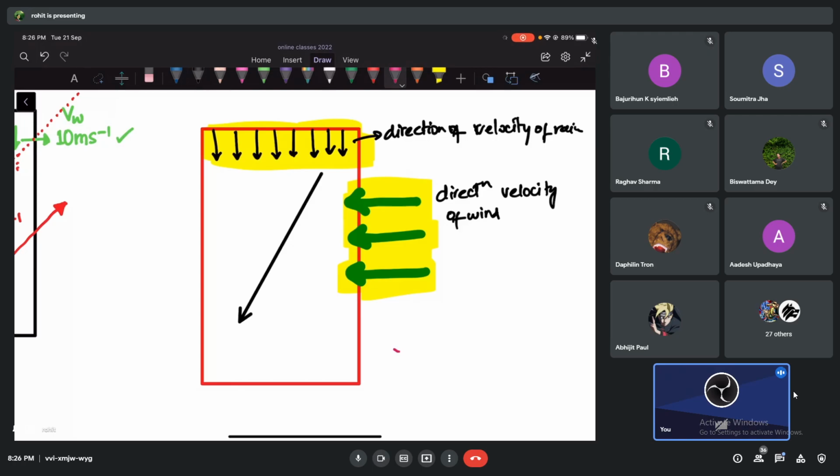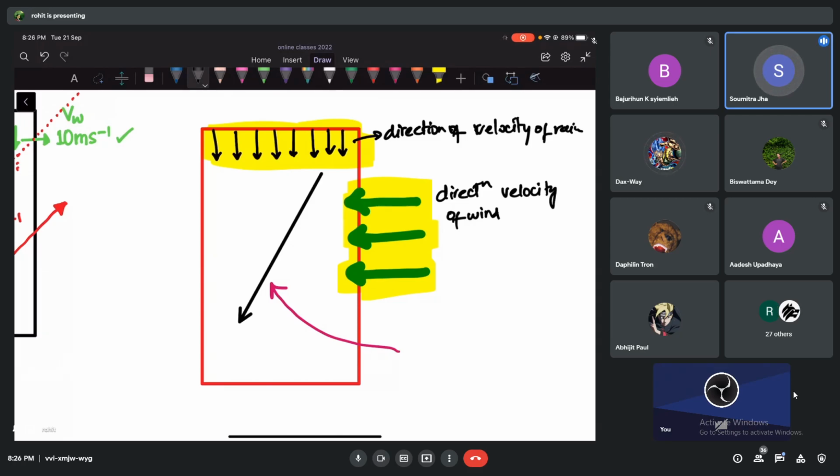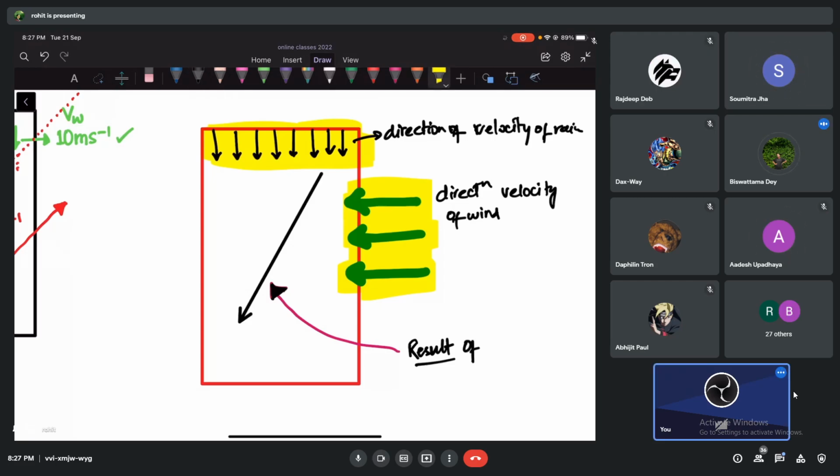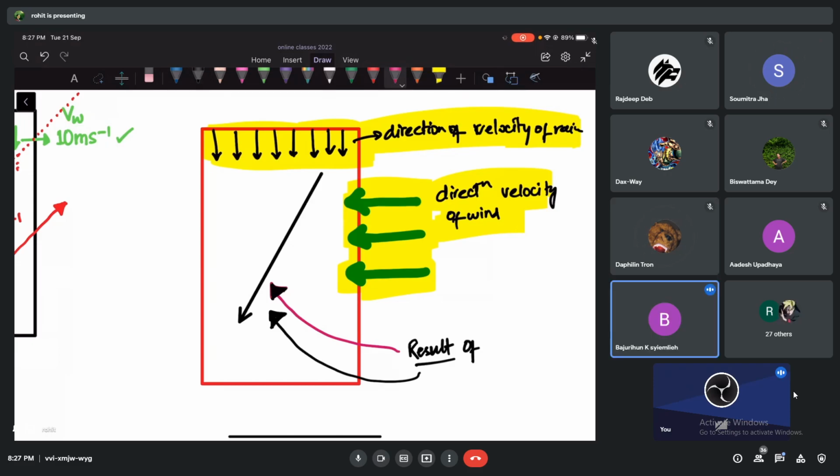So what is this? This is the resultant direction of the velocity of rain. I can say this is the actual, or this is going to be the result of these two velocities. Can you understand? The result of the velocity of the wind and the velocity of the rain is that the rain will move in this direction. Do you understand this, guys? Okay, I'll tell you something.